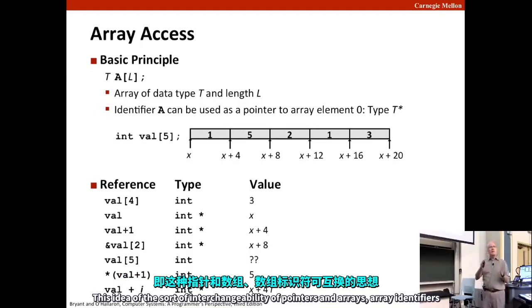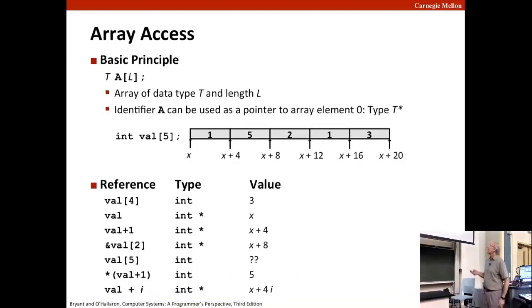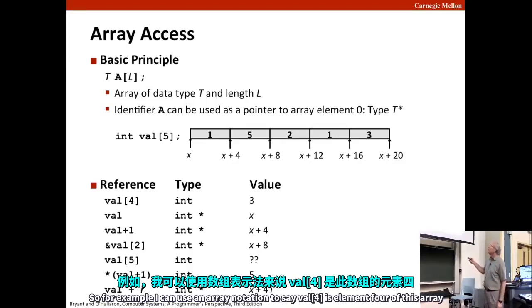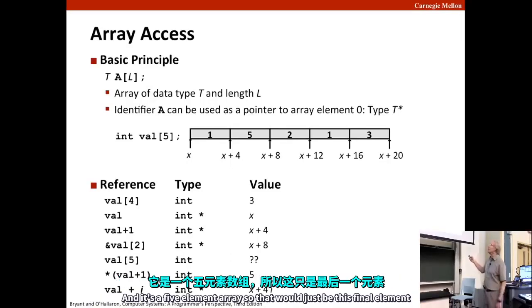This idea of the sort of interchangeability of pointers and array identifiers. So for example, I can use an array notation to say val of 4 is element 4 of this array, and it's a 5-element array, so that would just be this final element.